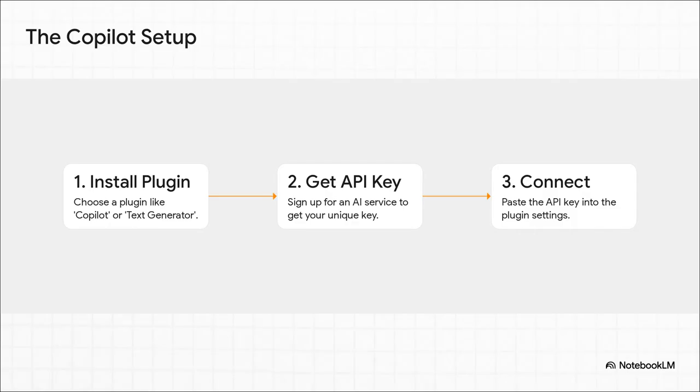Okay, the setup here takes a few more clicks, but I promise it's not scary. It's really just 3 steps. First, you install a community plugin like Copilot or Text Generator. Second, you need what's called an API key from an AI service. Just think of it as a special password that connects the plugin to the AI. And third, you just copy and paste that key into the settings. That's it, you're all set.